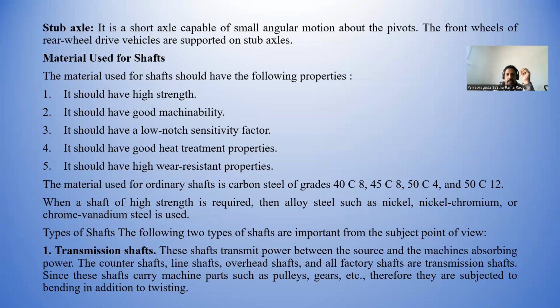In general, the material used for ordinary shafts is carbon steel of grades 40C8, 45C8, 50C4, and so on. Normally we are using these steel grades. Sometimes the shaft needs to possess higher strength. Then we need alloy steels, such as nickel, nickel chromium, or vanadium steels, depending upon the type of application. What stresses are acting in the shafts is very important.